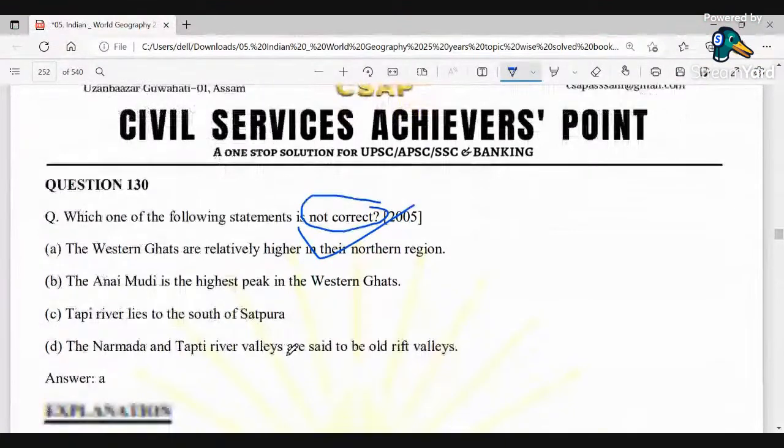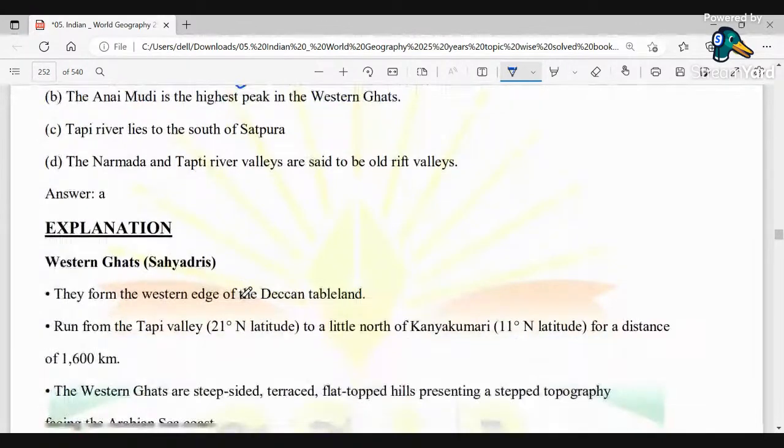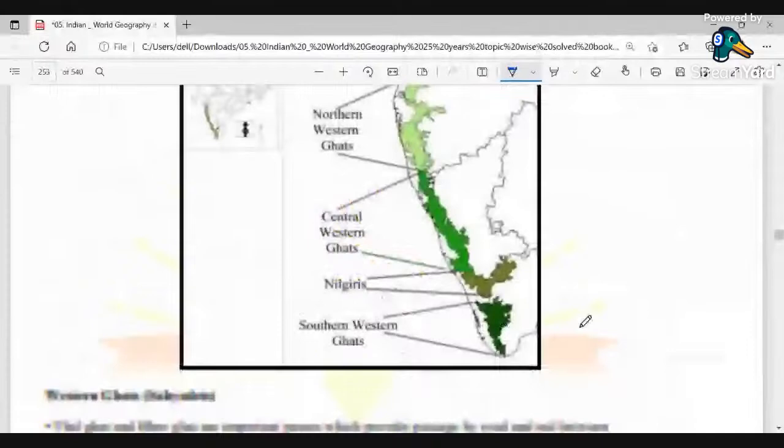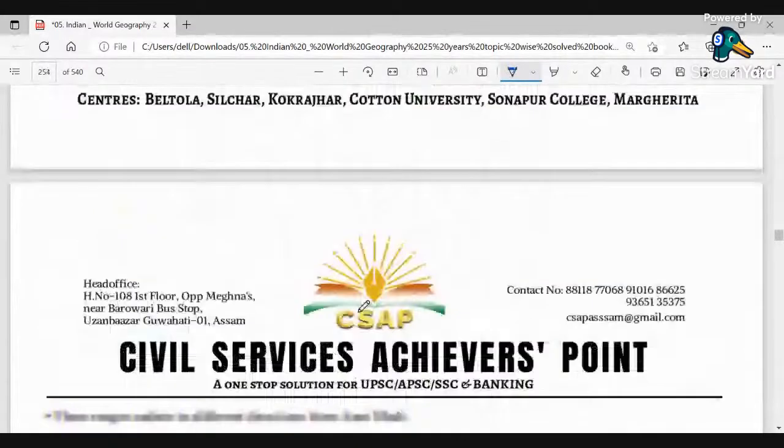Among the options, we could see that option A is the answer, that is, the Western Ghats are relatively higher in the northern region as compared to other regions. Obviously, it is not correct because the Western Ghats are relatively lower in height as compared to the northern regions. So it is the wrong statement. You have the broad explanation of these things here. This is the type of Western Ghats, which are also known as the Sahyadris.